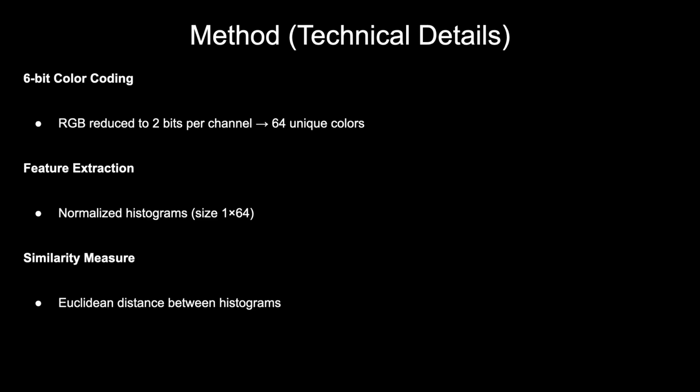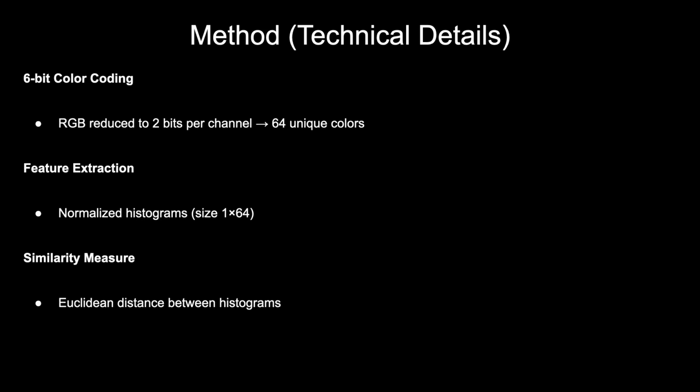Let's now look at the technical details of our approach. The 6-bit color coding works by reducing each RGB channel to 2 bits. That means instead of 256 possible values per channel, we only use 4 levels per channel. This results in 64 possible color codes. Each image is then represented as a 64-bin histogram.